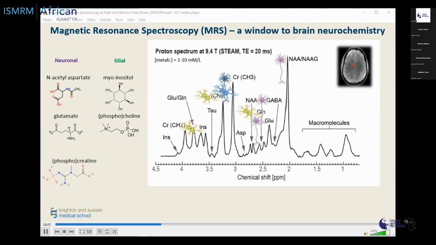There are two other molecules that I want to mention. One is the pair creatine and phosphocreatine that gives rise to a strong resonance at 3 ppm, and it is a molecule that is implicated in energy consumption in the brain. Another molecule that is also implicated in energy consumption in the brain, but also is important from the pathological perspective, because its concentration increases dramatically in pathology, is lactate.